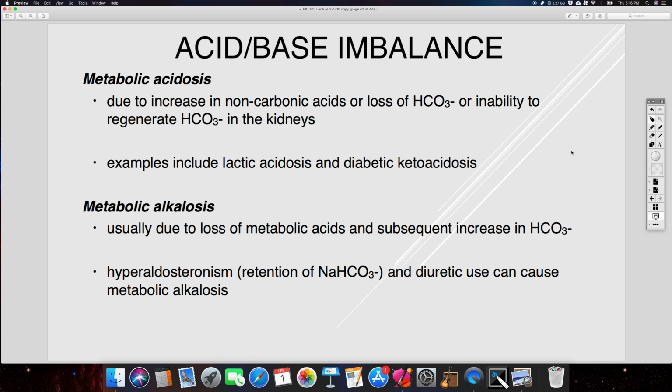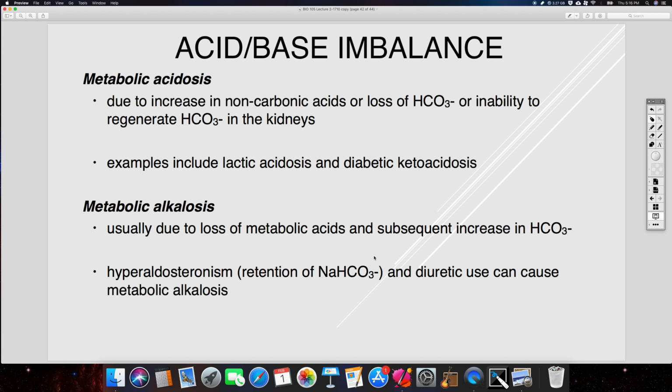So metabolic acidosis is due to an increase in non-carbonic acids. That's really key, non-carbonic acids. We're not talking about the lungs, we're talking about a metabolic acidosis. Or a loss of bicarb, as well as the possible inability of the kidneys to make new bicarb, which can happen in renal failure. So lactic acidosis and diabetic ketoacidosis are a couple of really common causes. We'll talk about diabetic ketoacidosis in detail when we get to the endocrine system. Lactic acidosis can arise from a number of different conditions and situations.